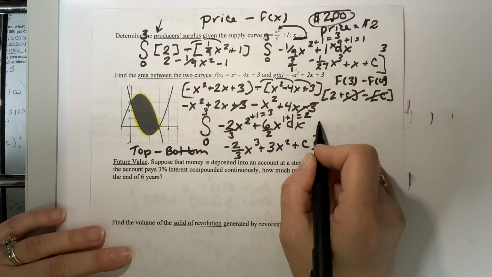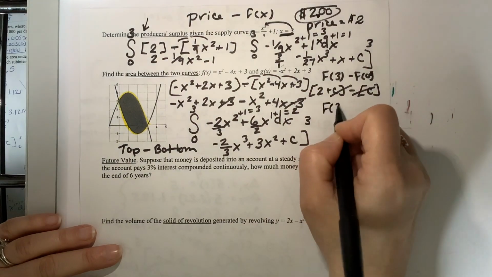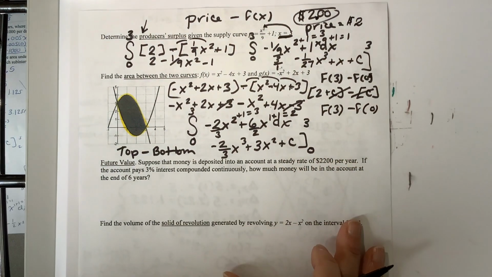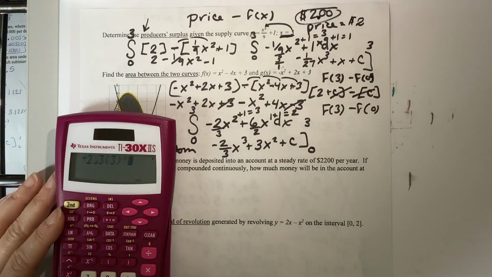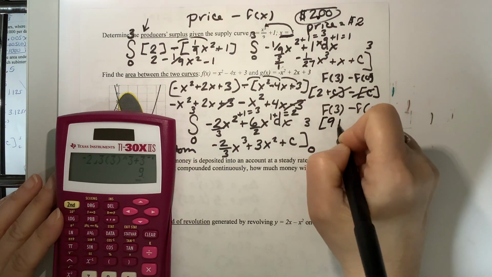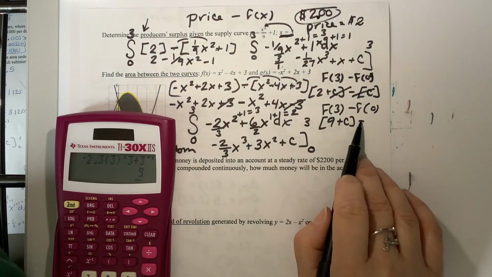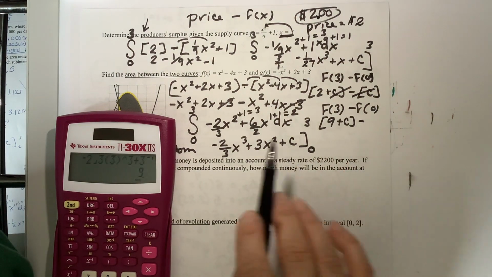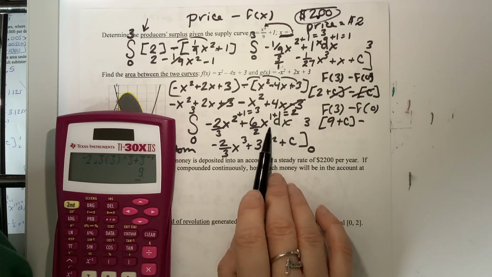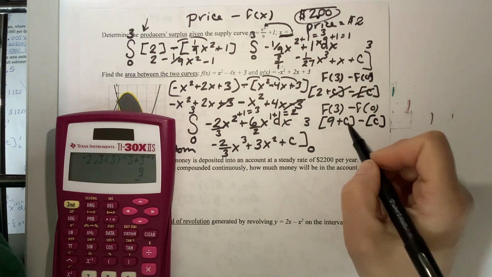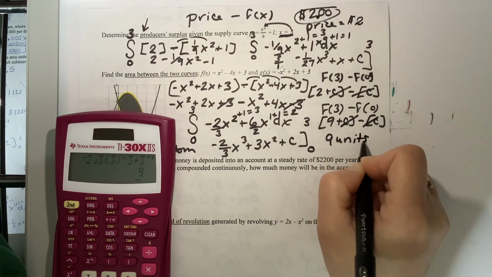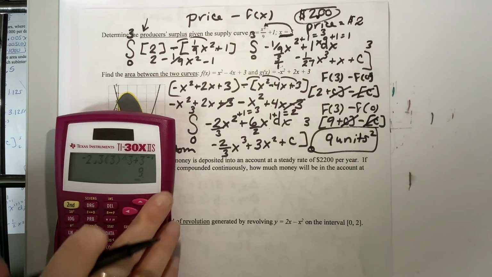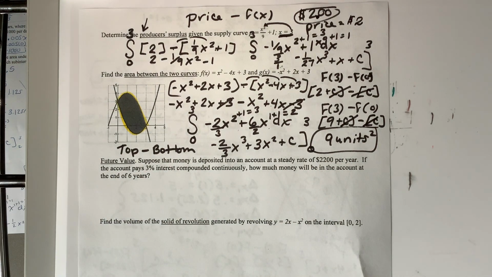We calculate from 0 to 3: F of 3, minus F of 0. Fill it in: negative 2/3 times 3 to the power of 3 plus 3 times 3 squared. I got 9 plus c, minus. If I change all of the x's to a 0, this becomes a 0, this becomes a 0. What we have is c. Positive c, negative c. The area between those two curves from the x value 0 to 3 is just 9 units.